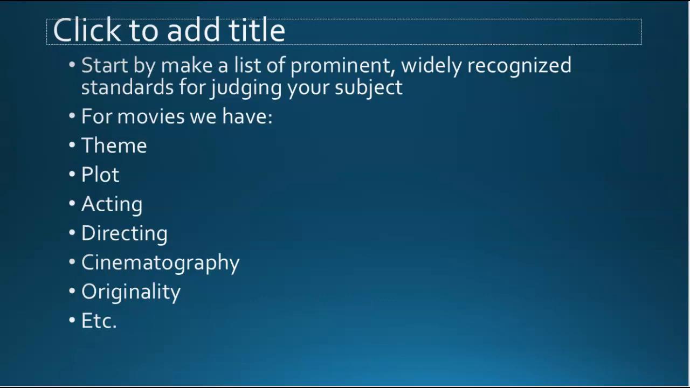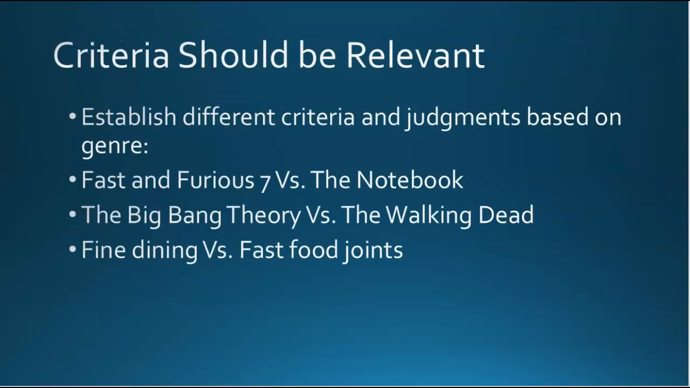So you want to start off by making a list of prominently, widely recognized standards for judging your subject. These that you see on the screen that I just went through, these are universally accepted standards by which you can judge a television show or a film, right? So these are not just made up out of your head. These are generally accepted. So what established criteria will you use in order to evaluate the subject that you eventually choose? Your criteria should be relevant, right? It should be relevant. Not all topics get the same criteria.